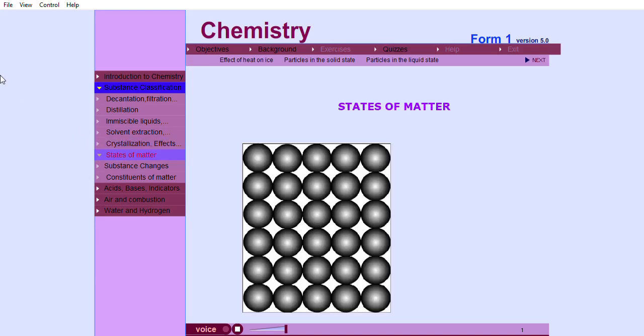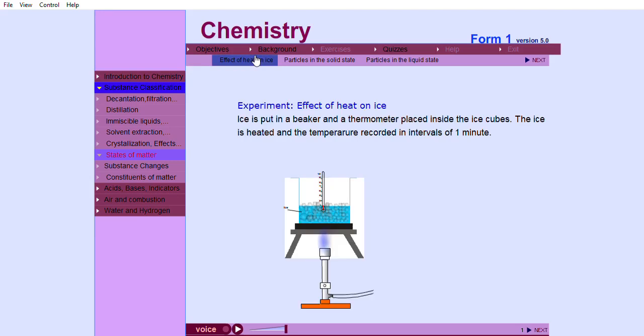States of matter. In this topic, we will discuss the three states of matter and how they are affected by changes in temperature. Matter exists in three states. When solid ice is placed in a boiling tube and heated, the ice melts into a liquid. When heated further, the liquid boils and forms vapor. Solid ice, when heated, melts. The temperatures at which the ice melts and the liquid boils can be recorded.